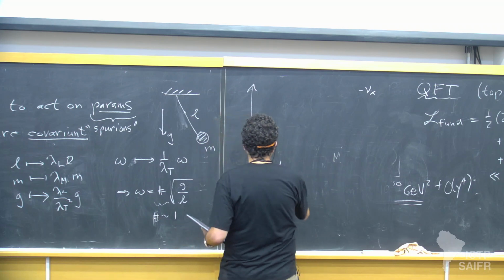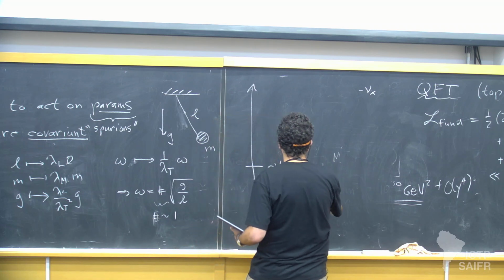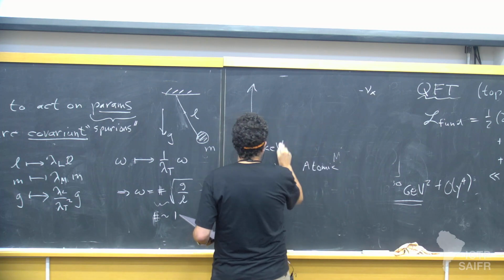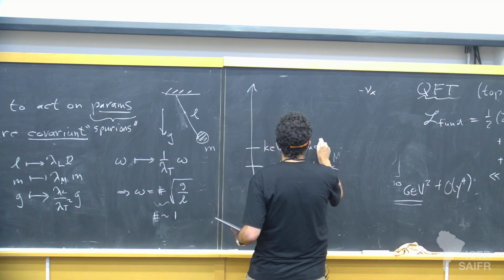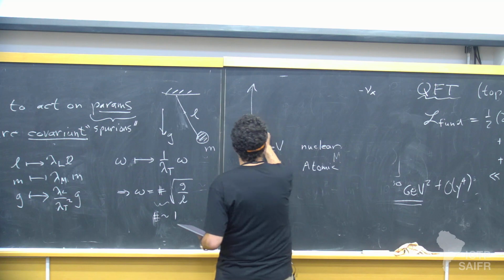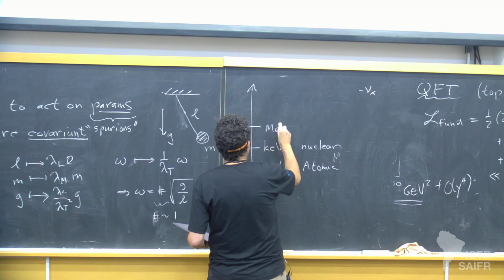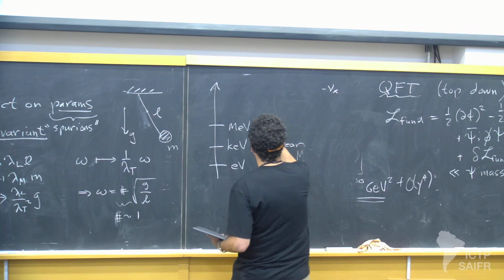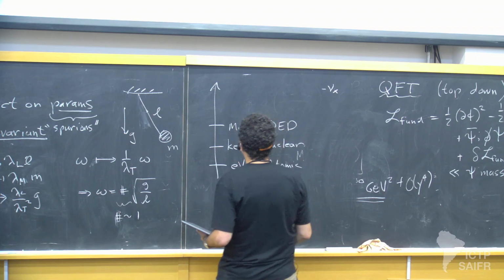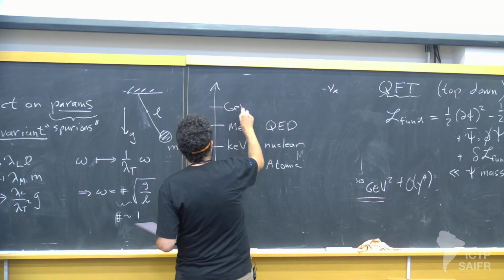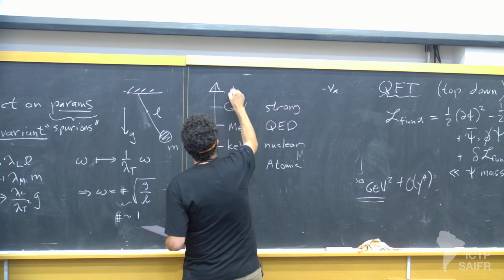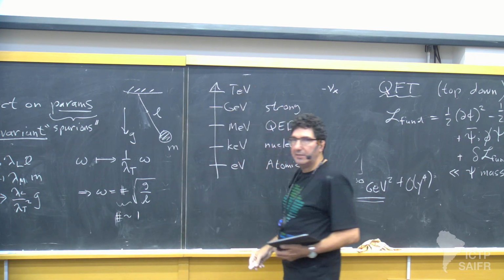So at an eV, we have condensed matter physics, or we have atomic physics, right? Then we get to 3 orders of magnitude, keV, roughly that's where we have nuclear physics, right? And then at the scale of MeV, we start having relativistic electrons, and so we start seeing relativistic quantum electrodynamics. At a GeV, we see the strong interactions, right? And now we're just starting to explore the TeV scale, right?